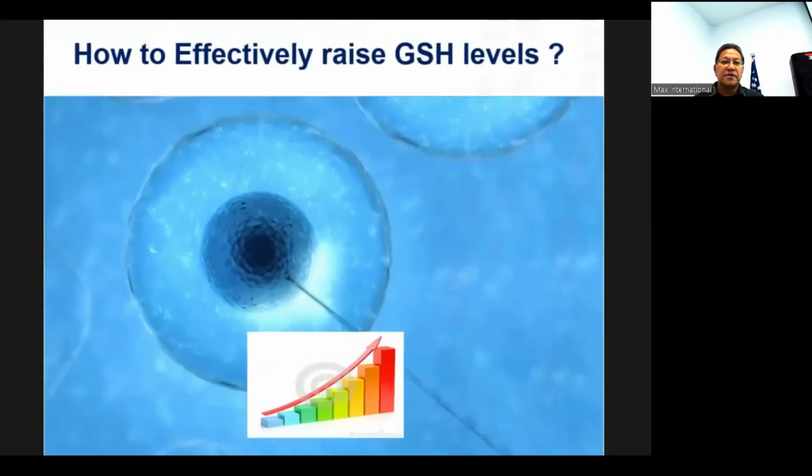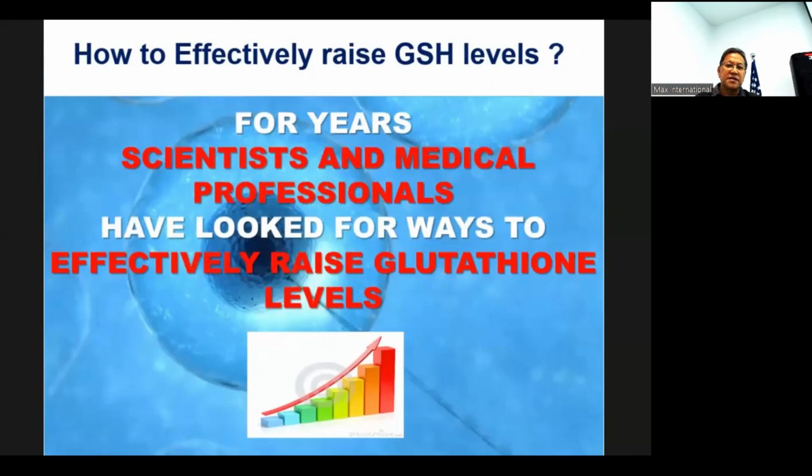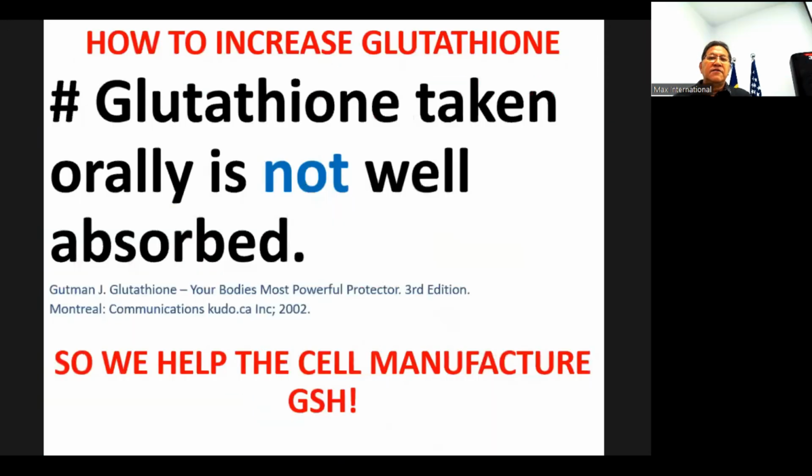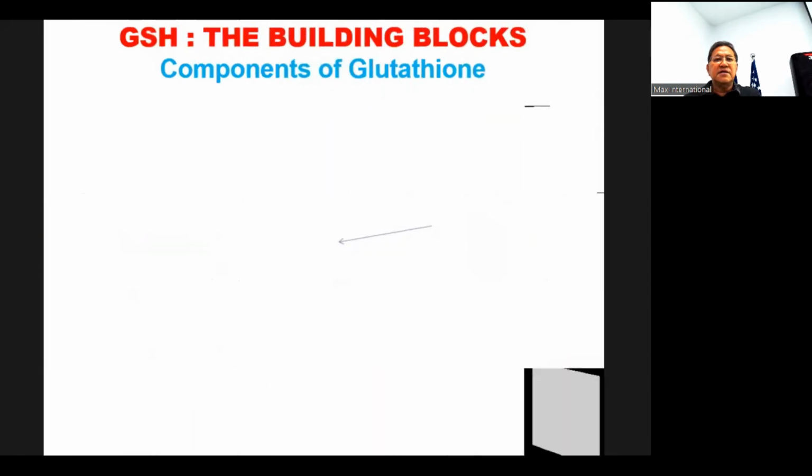So how to effectively raise glutathione levels? For years, scientists and medical professionals have looked for ways to effectively raise glutathione levels. The first rule to remember is that glutathione taken orally is not well absorbed. So the way to do it is to help our cells manufacture glutathione. And how to help the cell manufacture it?